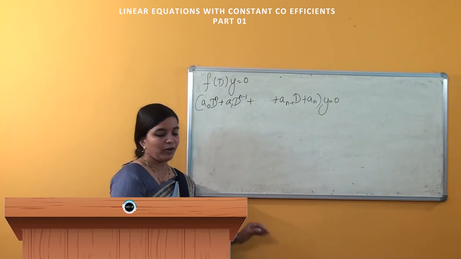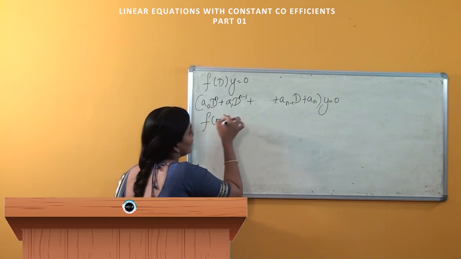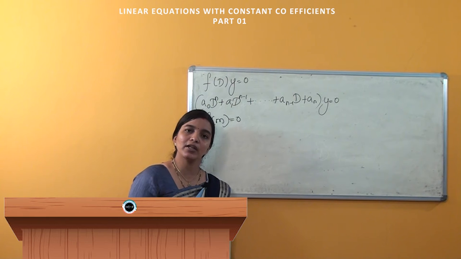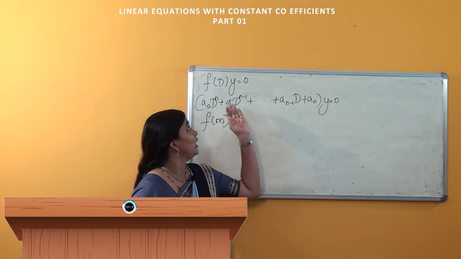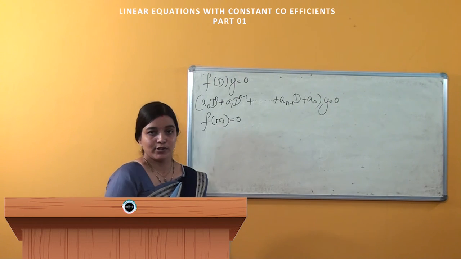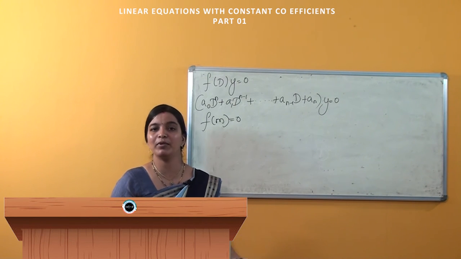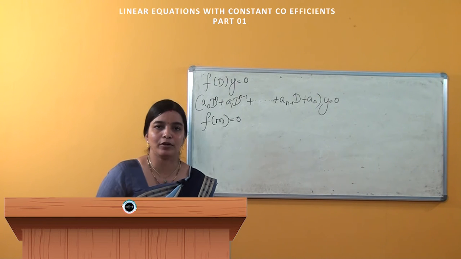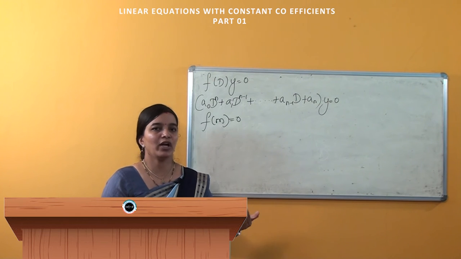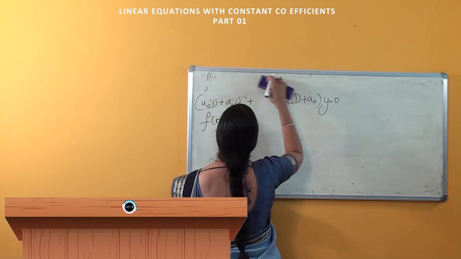Here we are trying to find the general solution of the given equation f(D) y = 0. Before finding the general solution, we write the auxiliary equation, then find the roots of this auxiliary equation. Using that, we'll write the general solution, where all ai are constants. The roots of the auxiliary equation may be real, distinct, the same, imaginary, or repeated. What will happen in each case, and how to write the general solution, we'll see now.